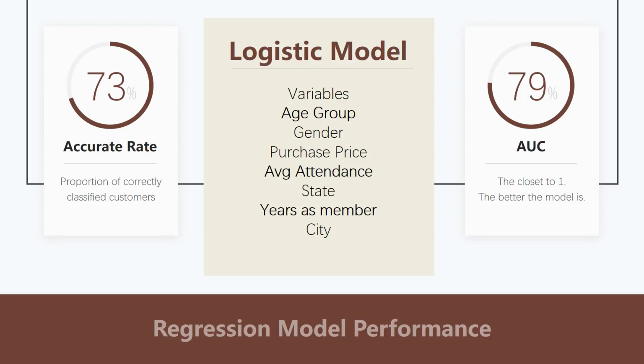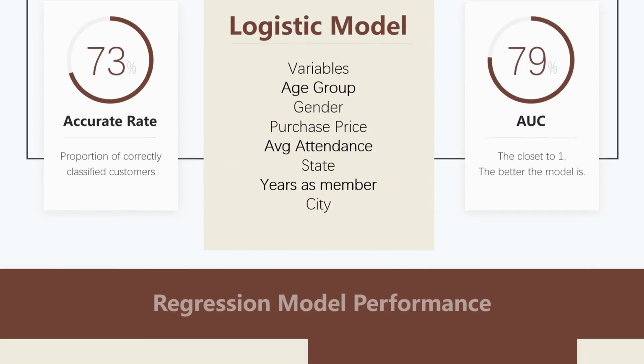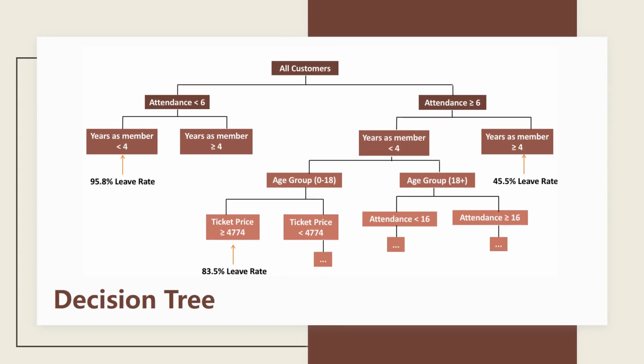using variables like age group, gender, purchase price. Some of these variables were pulled from other tables, or some of them were engineered, such as the age group, which was derived from the birth date. We got pretty good results from this model. We also built a decision tree using the same variables.